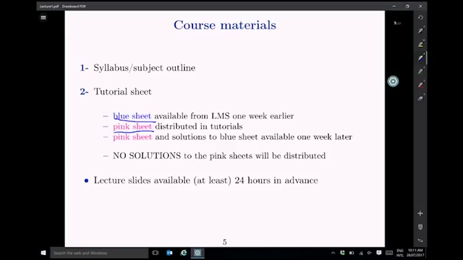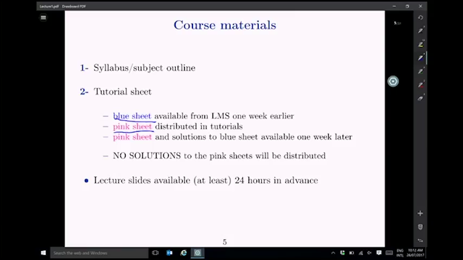These questions, you will try in tutorial. Your tutor will give you the questions, and you work on them for maybe 10, 15 minutes, and then your tutor will focus on explaining the pink sheet questions in your tutorial. The purpose of this blue sheet and pink sheet system is that you work on the blue sheet questions. These are more basic questions you are supposed to know. And tutors will explain the pink sheet questions more deeply.